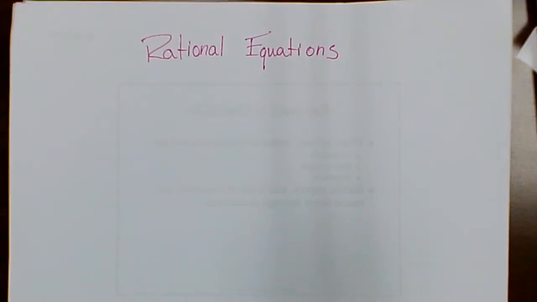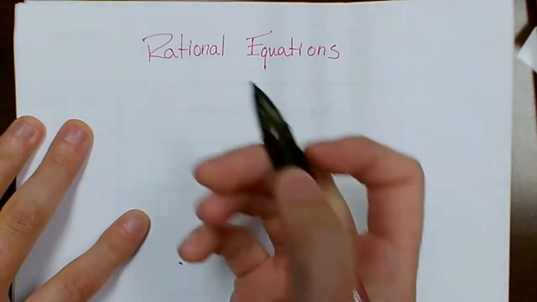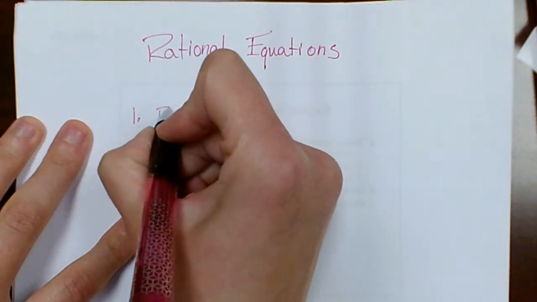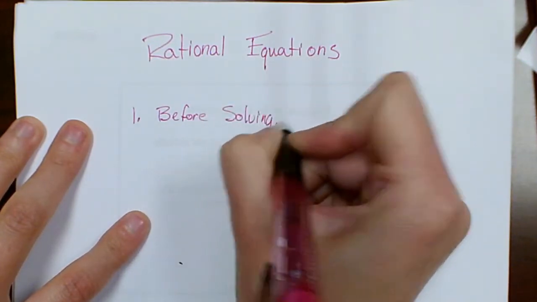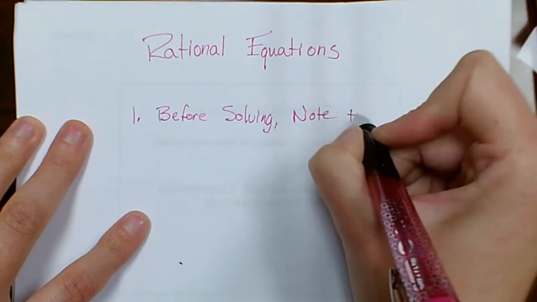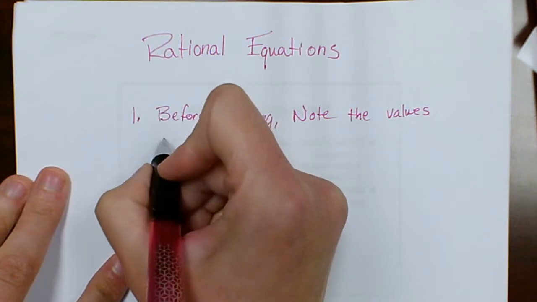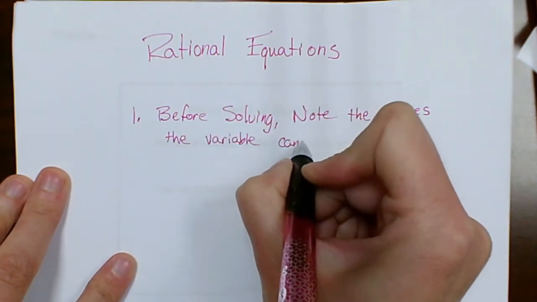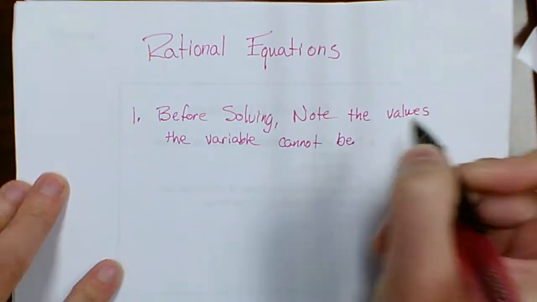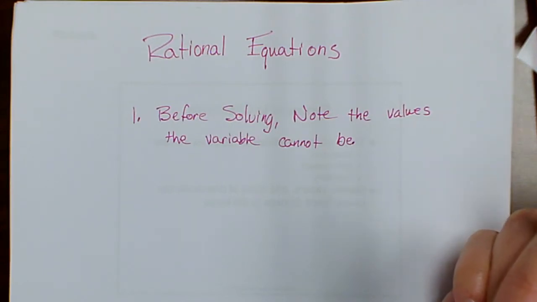We are now going to solve rational equations. The equations with one or more rational expressions, what we need to do, before solving, is note the values the variable cannot be. So anytime a variable is in the denominator, you set the denominator equal to 0 and solve.